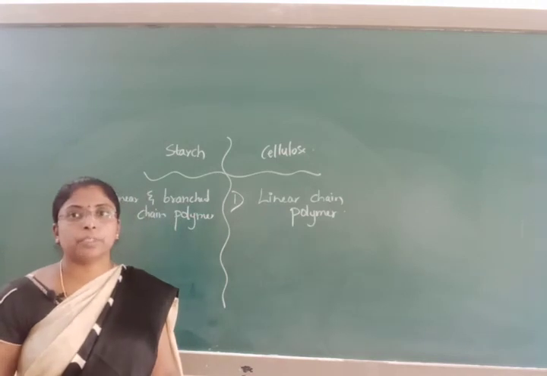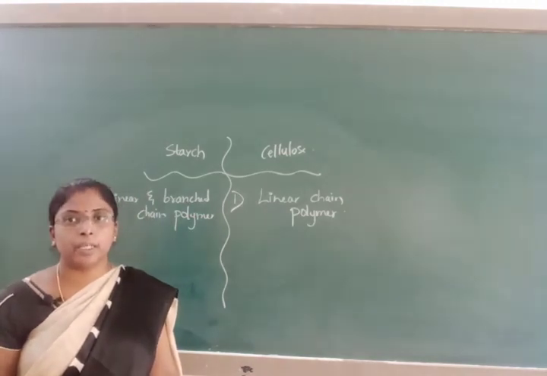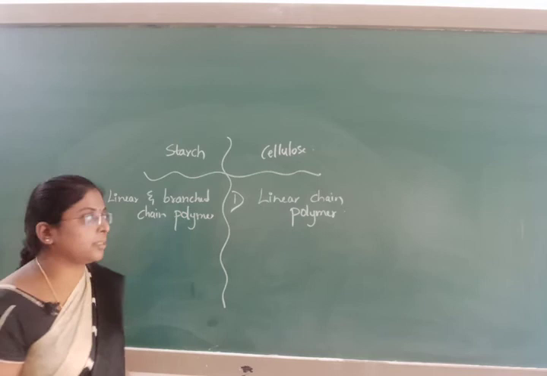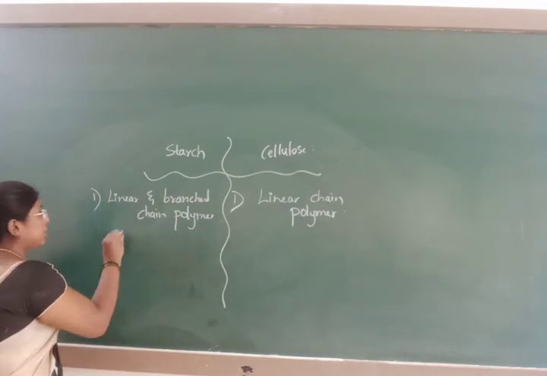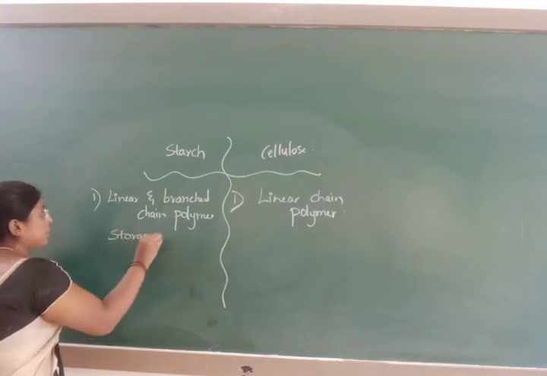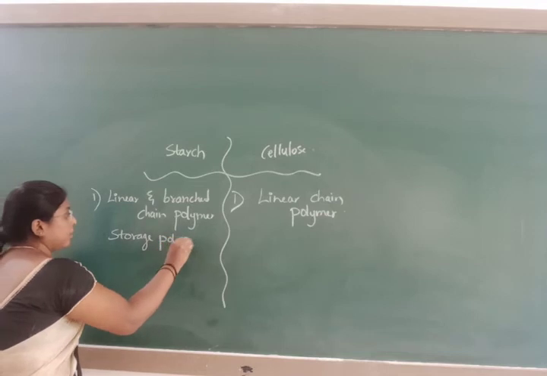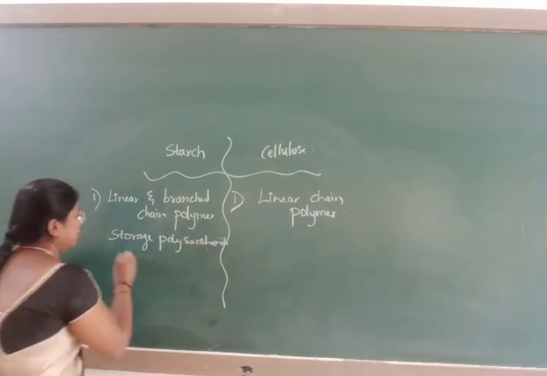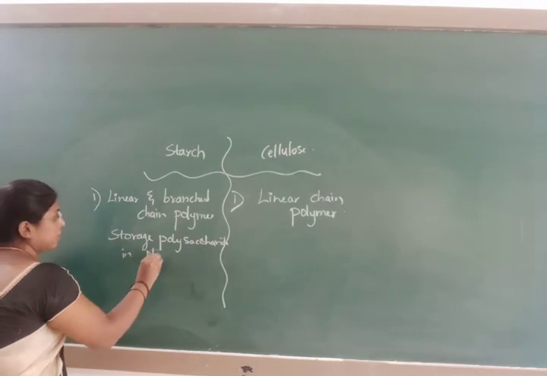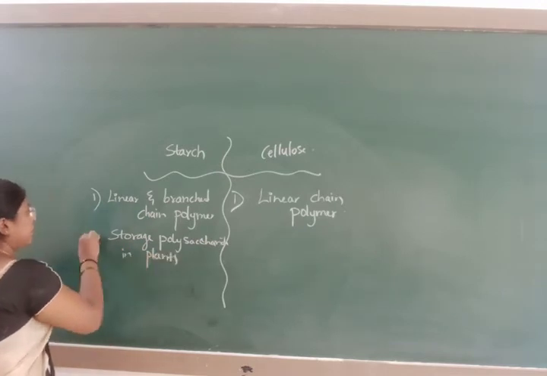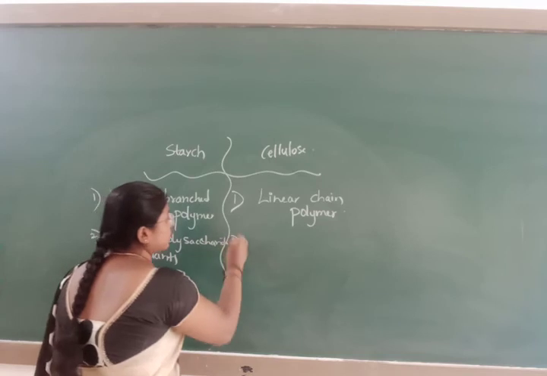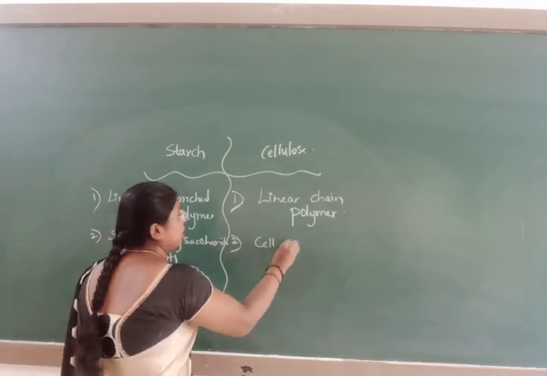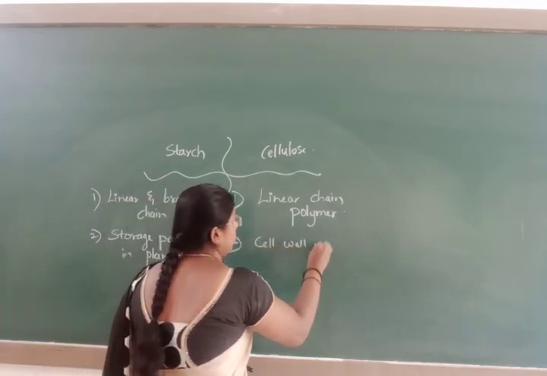Where is the starch present? It is present as a storage polysaccharide in plants. Where is the cellulose present? It is present in the cell wall in plants.